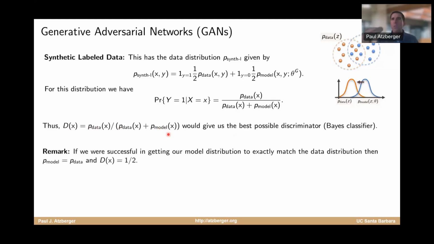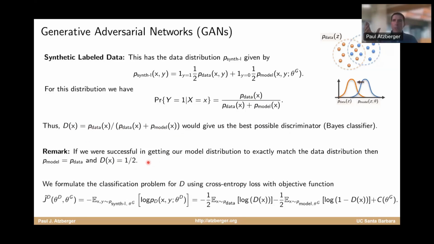Of course, in practice, we don't get that, but an interesting outcome is that if the data distribution and the model distribution lined up perfectly, I would have that this D of x is 1/2. And that kind of means that the discriminator was maximally confused, didn't know whether it should assign a label of 0 or 1, is the way you can intuitively interpret that.